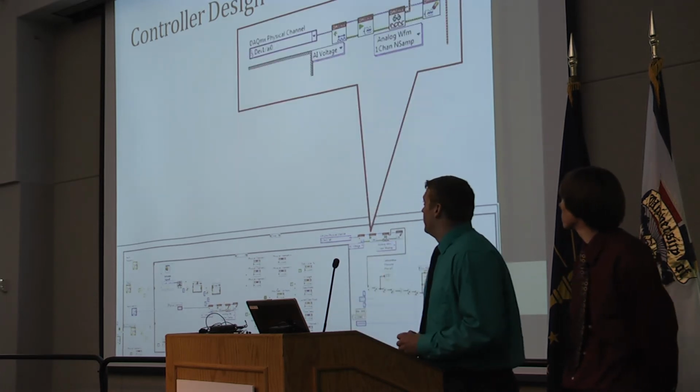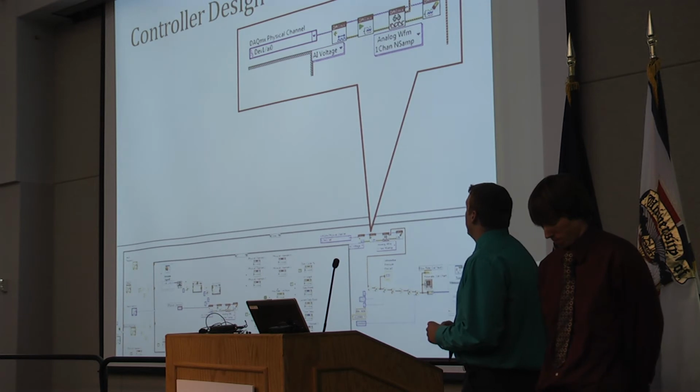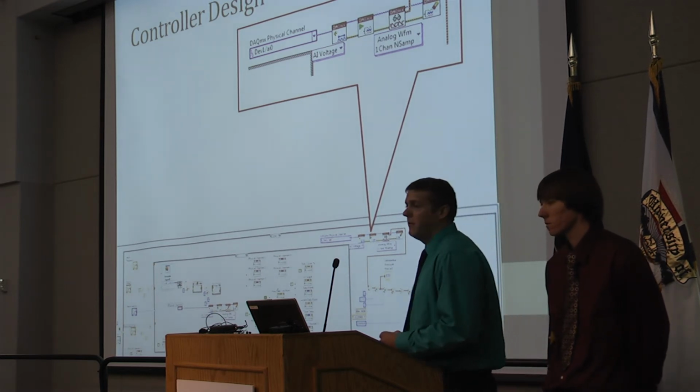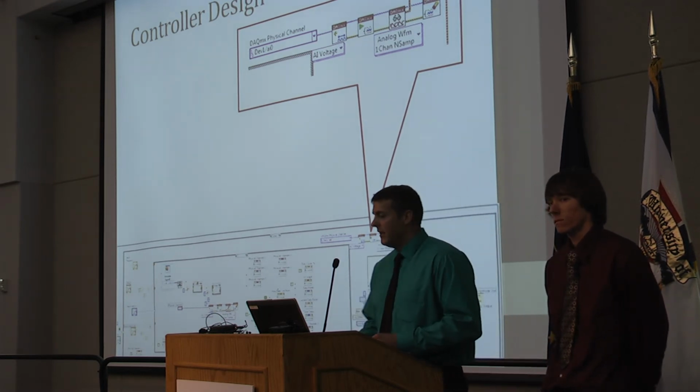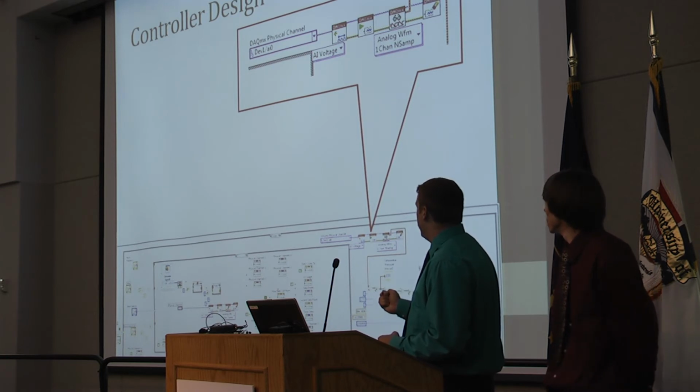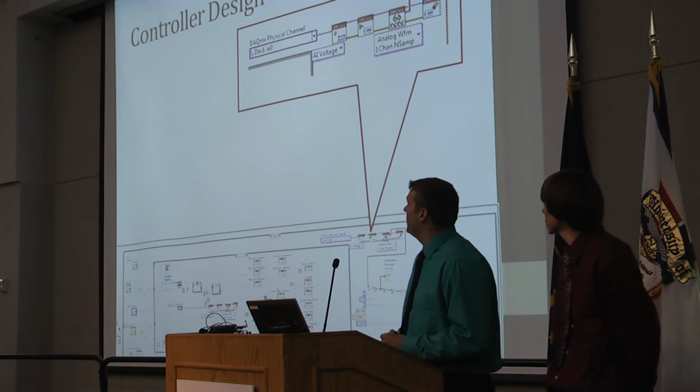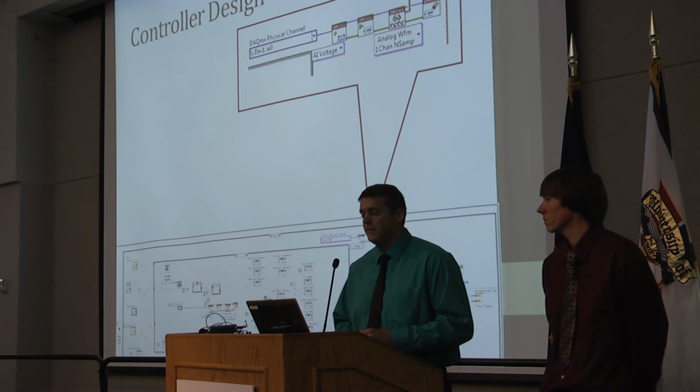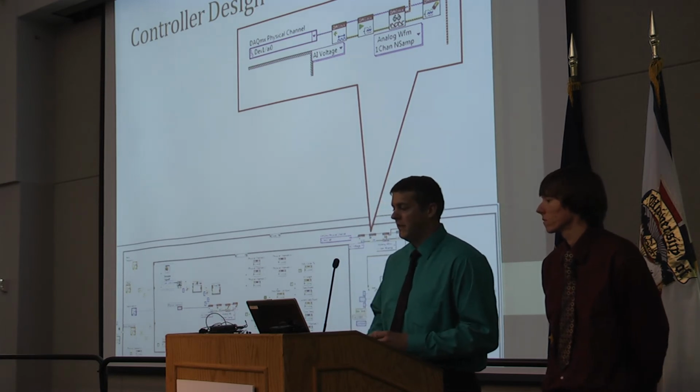So these 4 blocks are similar to the 4 we just saw, except these receive the voltage from the pressure sensor as an input. And again, you have to define the physical channel here. And this is the port that the pressure sensor is connected to on the NI interface.